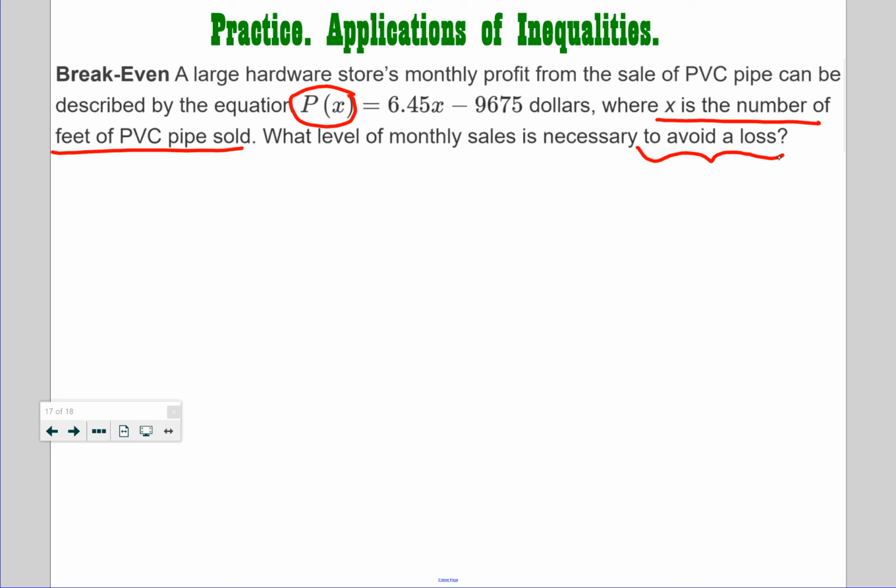So if you want to avoid a loss, your profit needs to be either equal to 0 or greater than 0. So we're going to take our profit function and make sure whatever our profit is, it's greater than or equal to 0. Now, if this problem said what level of monthly sales would result in a loss, instead of greater than or equal to, we would use less than 0, because we would want to know when our profits would be in the negatives instead of the positives or 0. And again, you can solve this on your own if you'd like to for extra practice.